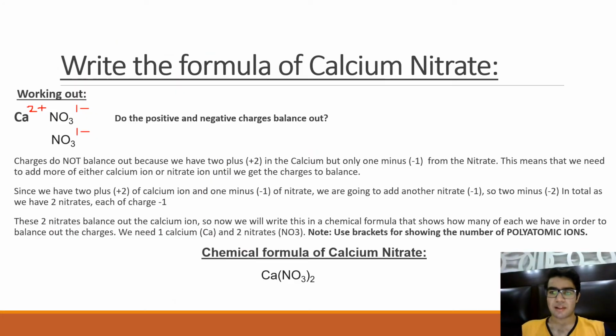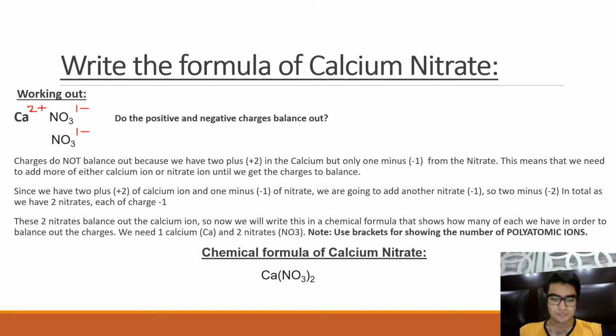So what is the formula of calcium nitrate? We said that we need 2 nitrates in order to balance out the +2 of calcium ion. So we have 2 nitrates, and now the charges balance out. These 2 nitrates balance out the calcium ion. So now we will write this in a chemical formula that shows how many of each we have in order to balance out the charges. We need 1 calcium and 2 nitrates.